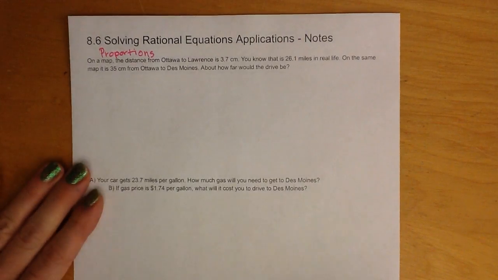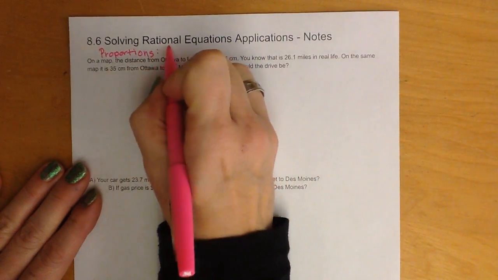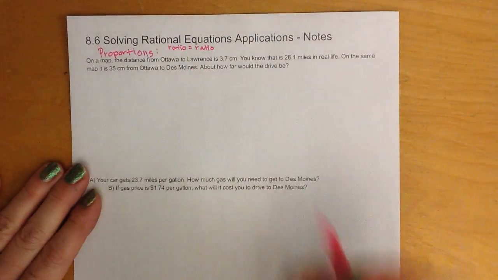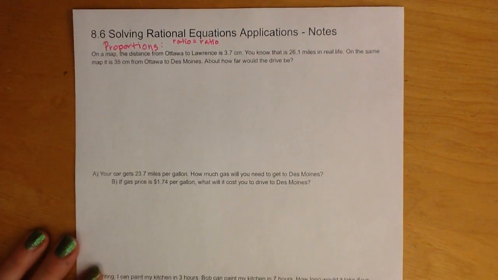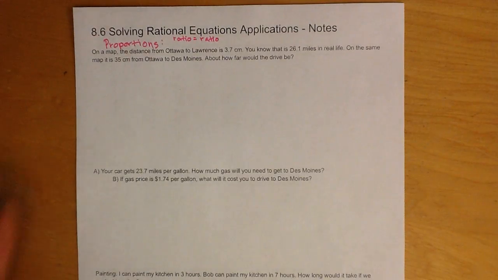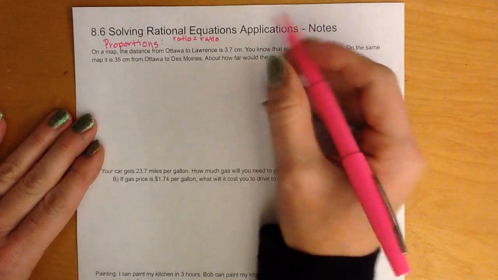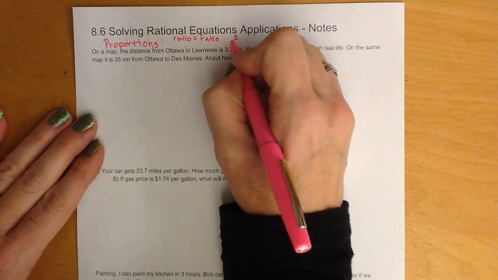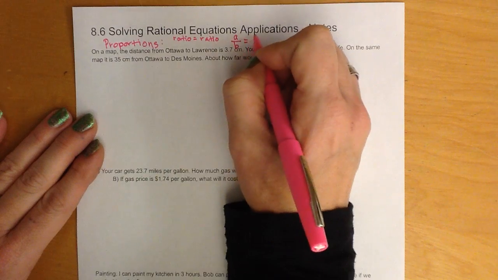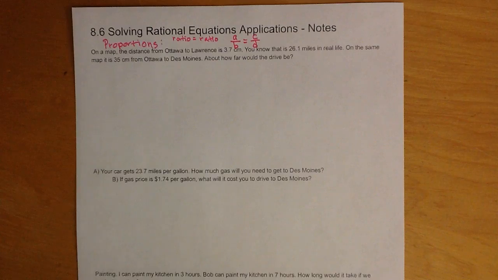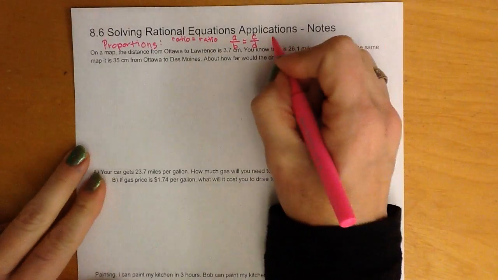A proportion is when you have a ratio equal to another ratio. Now, ratio means a comparison of two numbers, which can be written with the little colon between them, or it can be written as two fractions equal to each other. And that's the type that we're talking about here, when you have two fractions equal to each other. And in order to solve a proportion, what you're going to do is cross multiply.